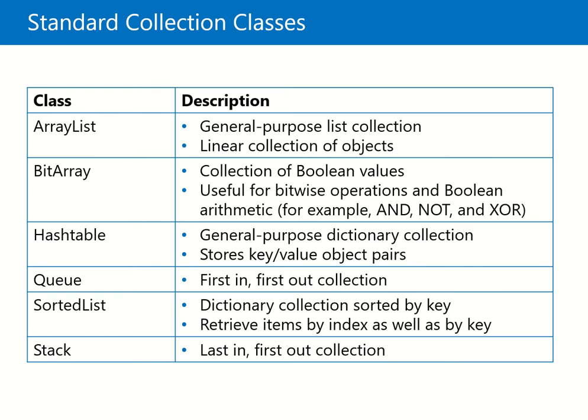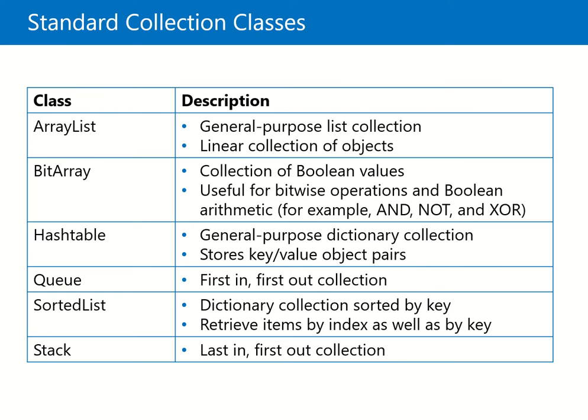The bit array class represents a collection of bits as Boolean values. As the name mentions, it's an array of bits, because bits can only contain 1 or 0. This is commonly used for bitwise operations, for example Boolean arithmetic, to perform operations such as AND, NOT, OR, XOR, and so on.